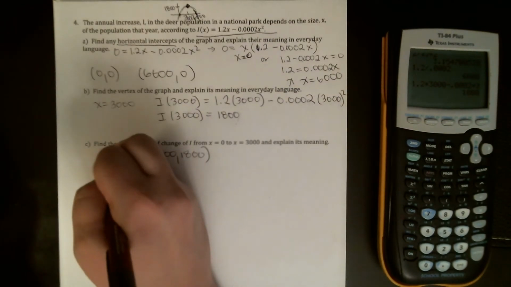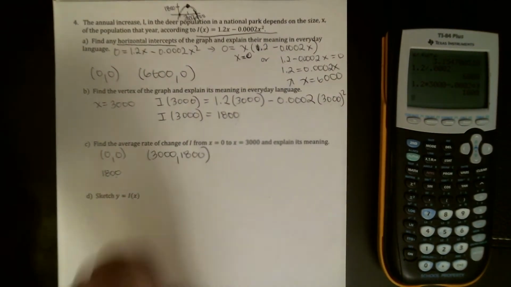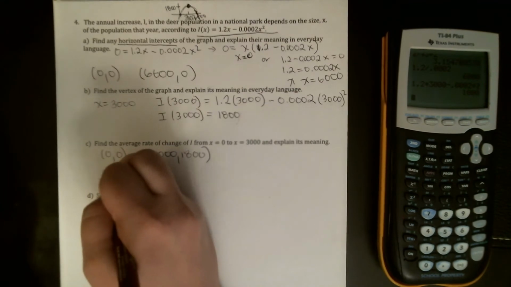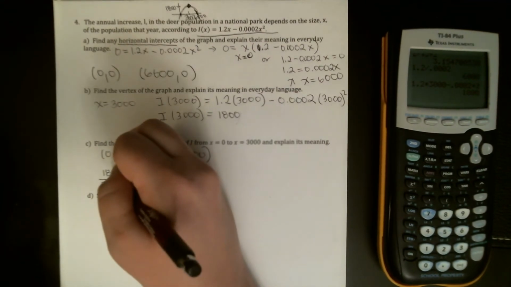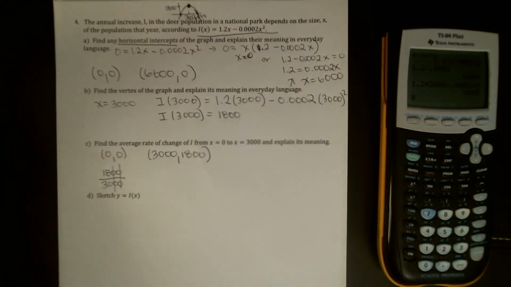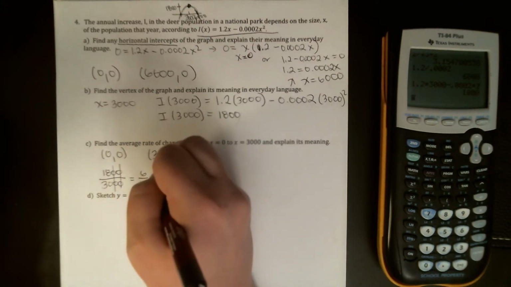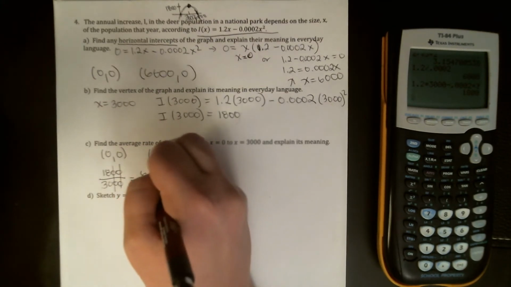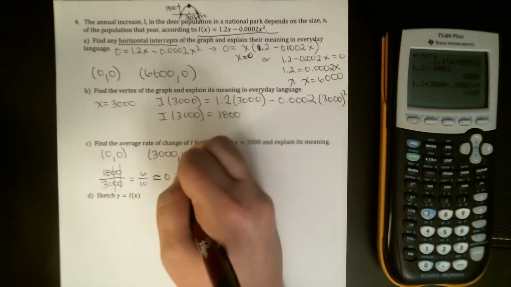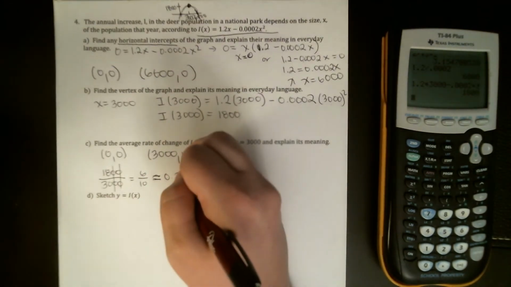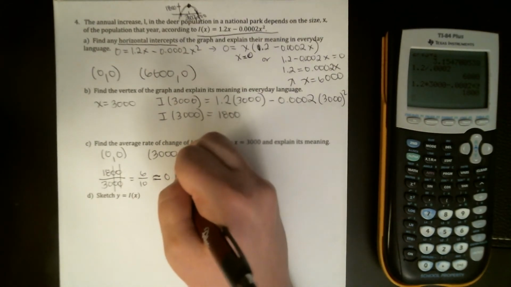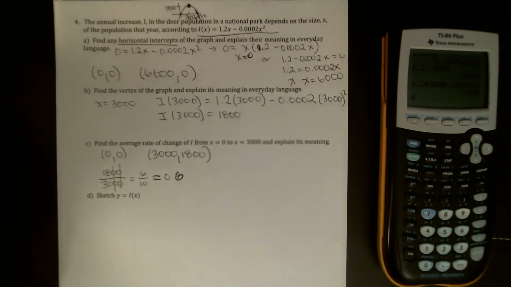So we are getting 1,800 minus 0 over 3,000 minus 0. Let's knock off a couple of those. So we have 18 over 30. So 6 over 10. You can ask your calculator for this as well. Well, it's not even approximate, which is 0.3. Oh, 0.3. What am I saying? 3/5. 0.6. There we go. Okay. And then we're supposed to explain what this means.